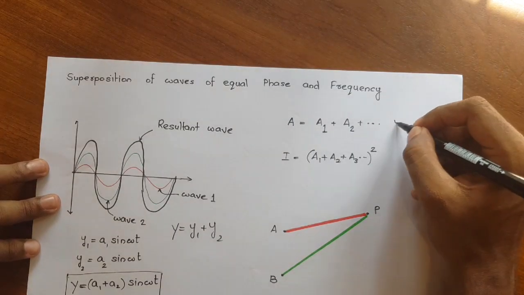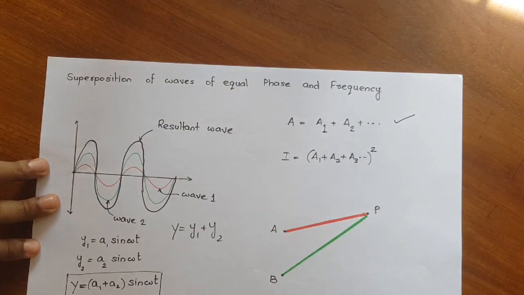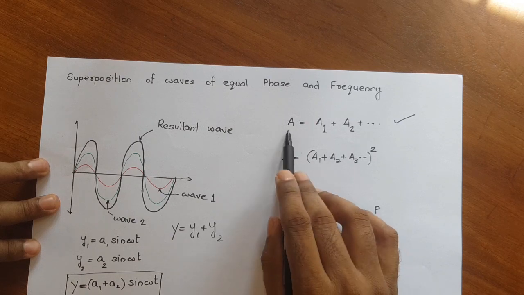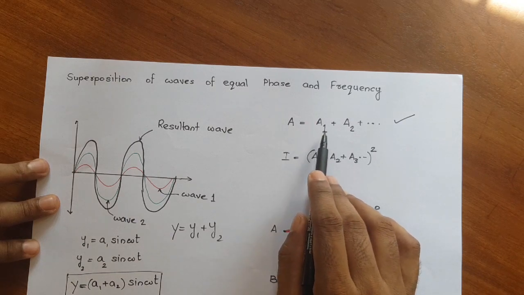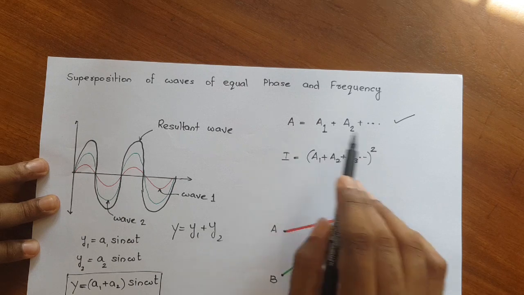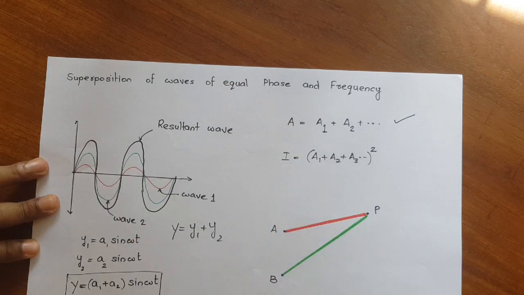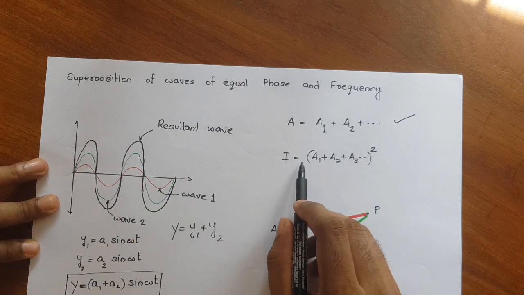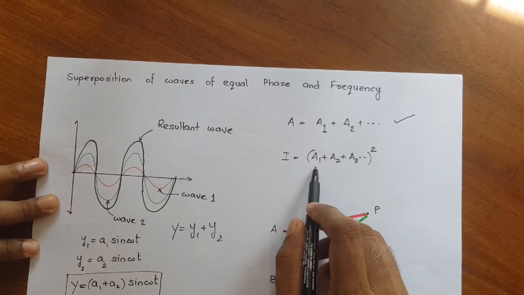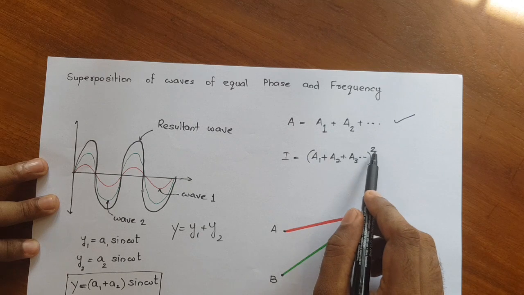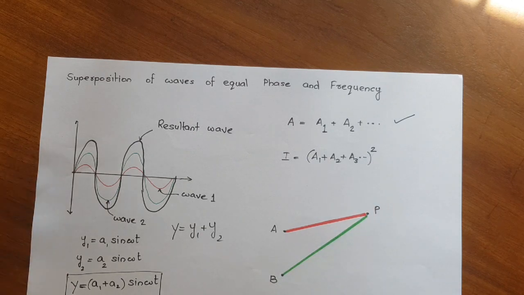So this equation can be written true. The resultant amplitude will be equal to the sum of the amplitudes of each wave interfering at that particular point. And we also know the equation, intensity is proportional to the amplitude square. So intensity can be written as the square of the sum of amplitudes. So this is a very simple phenomenon. This is the most direct phenomenon which we can assume from the discussion we just had.